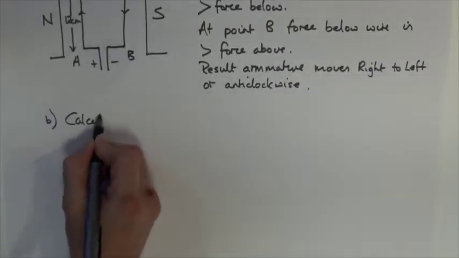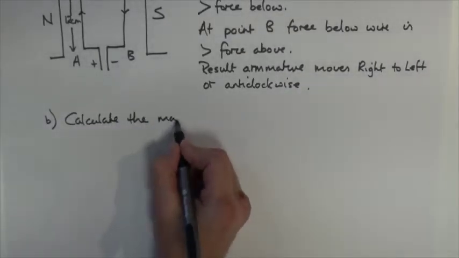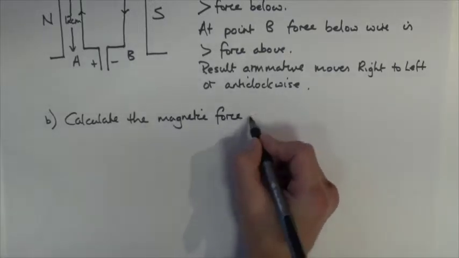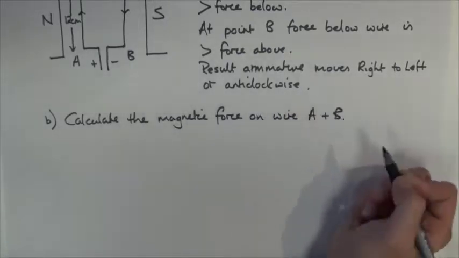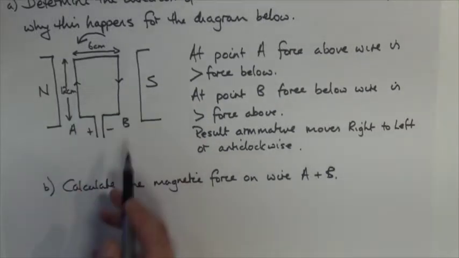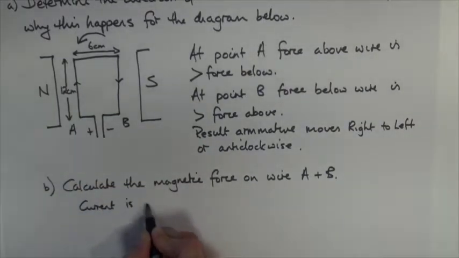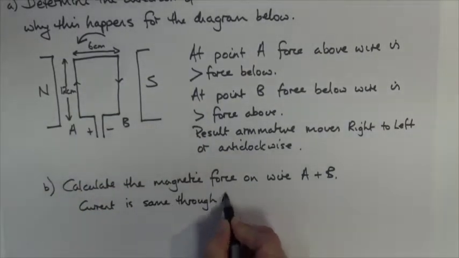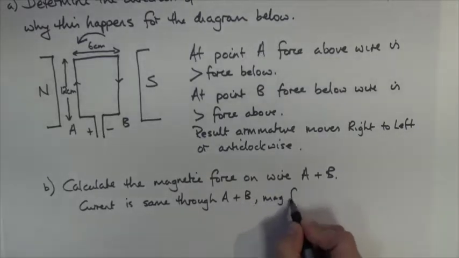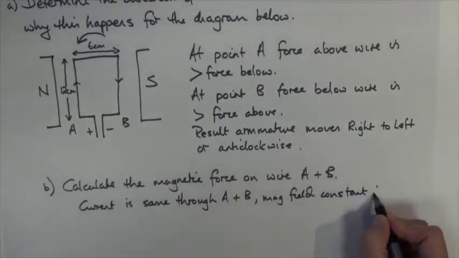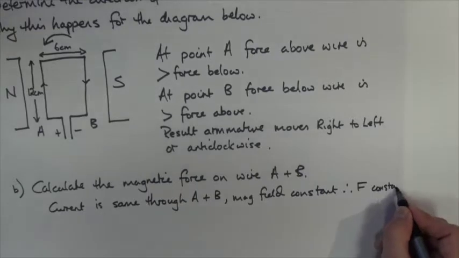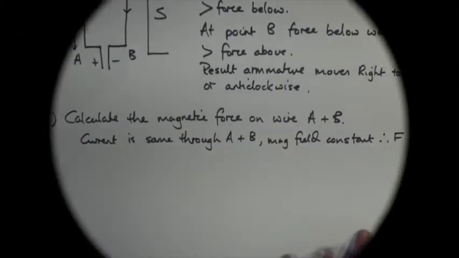Okay, let's look at question B. So in question B, using the same thing, we're going to calculate the magnetic force which is applied on wire A and B. Now the first thing we need to know is that the current in both A and B are identical. Also, the magnetic field is also identical. So therefore, the force is going to be constant on both sides. So let's see how we can solve this problem.